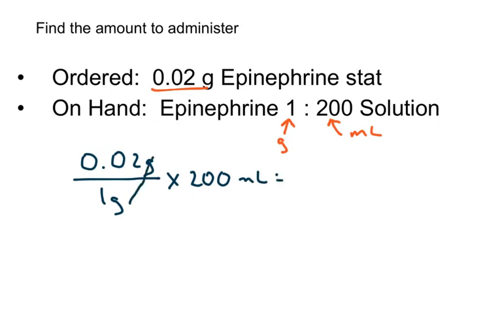Okay? So you cancel the grams because they match. So 0.02 divided by 1 times 200, and I get 4. And that's in milliliters. Okay?